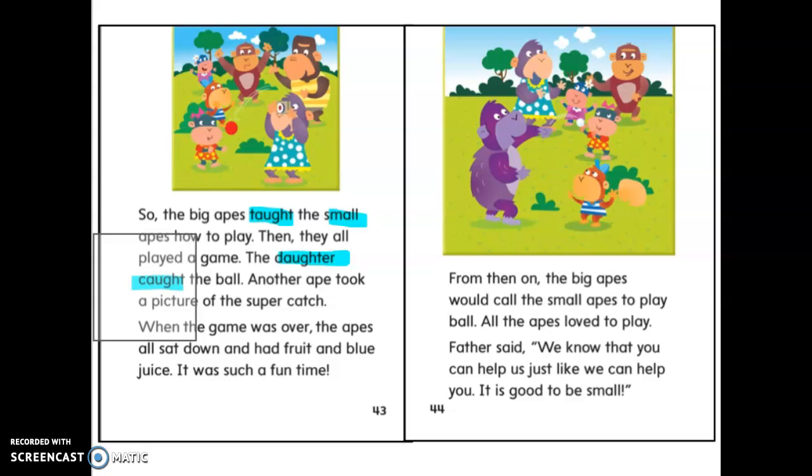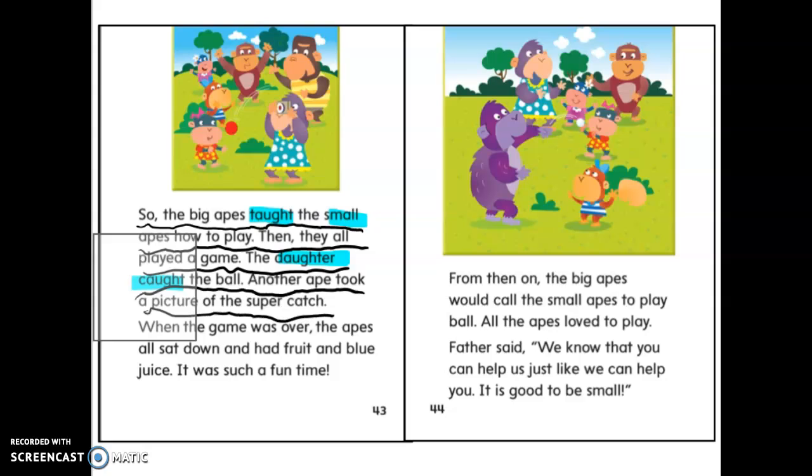All right, let's read it together. Ready? Read. So the big apes taught the small apes how to play. Then they all played a game. The daughter caught the ball. Another ape took a picture of the super catch. When the game was over, the apes all sat down and had fruit and blue juice. It was such a fun time.